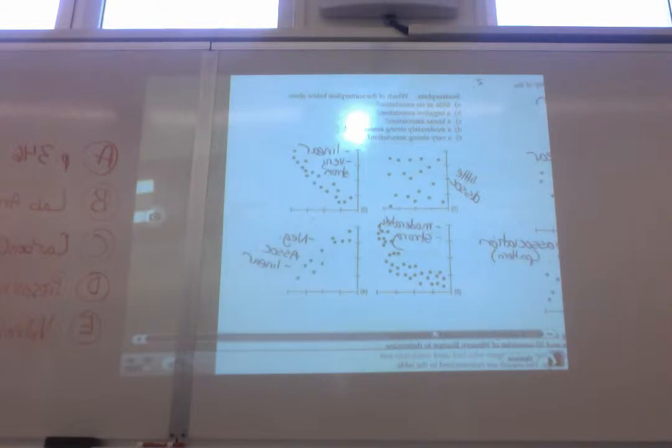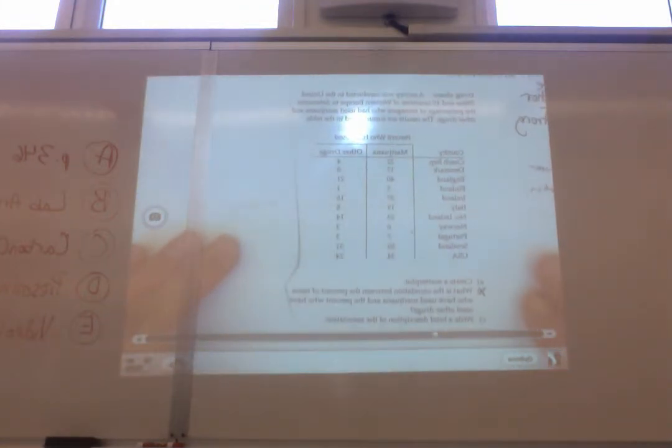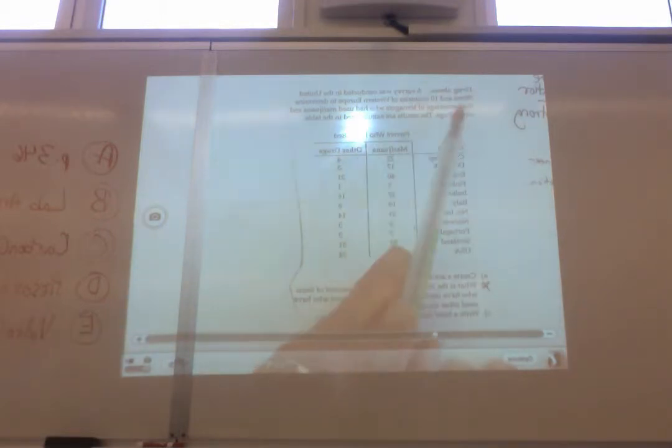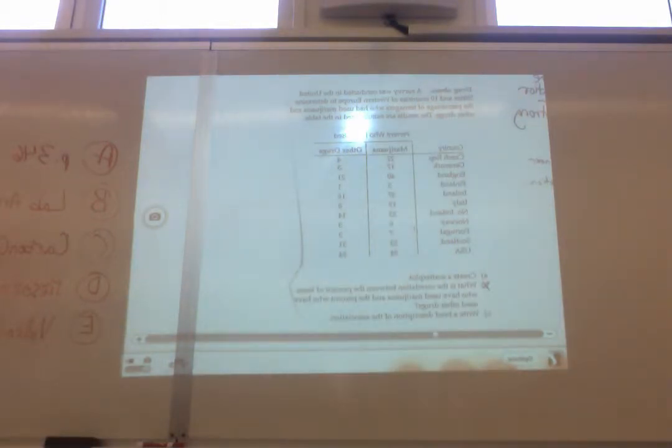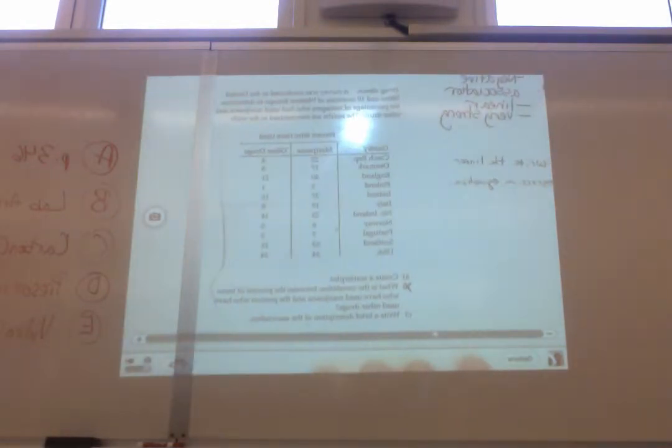All right, so kind of looking at some vocabulary, how to describe scatter plots. Now, what do we have here? Drug abuse. Somebody to read for us, please. Thank you, Memo. A survey was conducted in the United States and 10 countries of Western Europe to determine the percentage of teenagers who had used marijuana and other drugs. The results are summarized in the table. Okay, A, C, and then there's a D off to the side that we need to do.